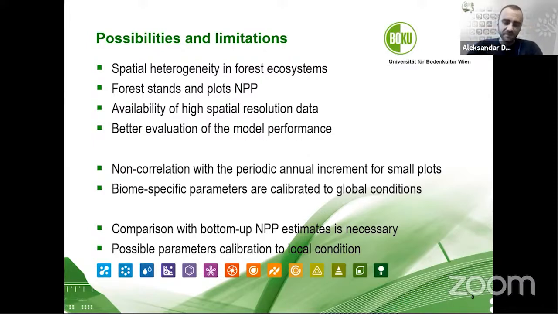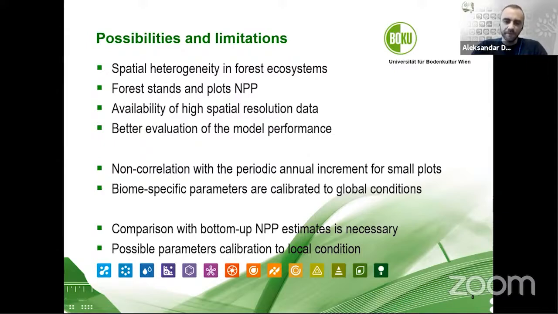What we also did is we analyzed the correlation between annual net primary productivity and periodic annual increment of timber volume for these plots in Slovenia. These plots from the National Forest Inventory in Slovenia had a size of 500 square meters. And for these plots, we didn't get a correlation between annual NPP and increment of timber volume. One of the reasons for this is that biome-specific parameters are calibrated to global conditions, and they cannot represent well enough small changes on a small area over a short time period.